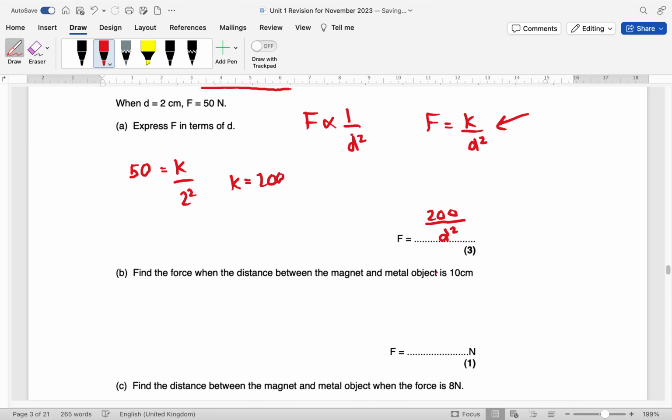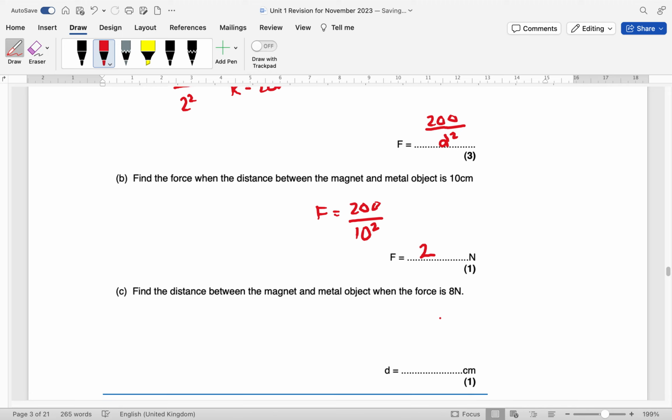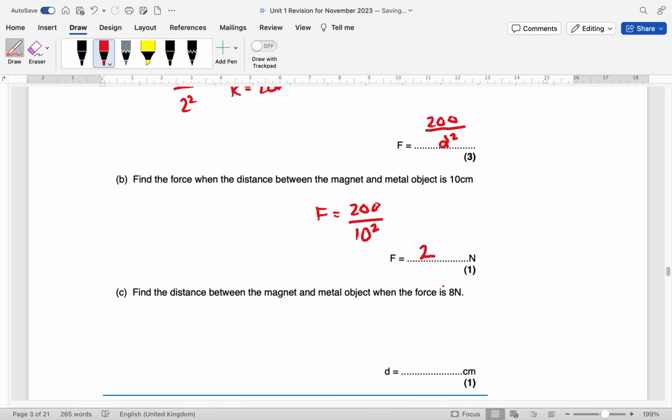Find f when the distance is 10. Okay, well, f would be equal to 200 divided by 10 squared. 10 squared is 100. 200 divided by 100 is 2. Or find d when f is 8. Bit harder, right?